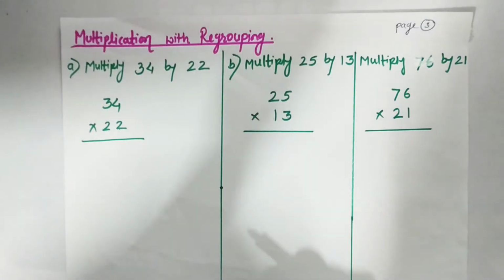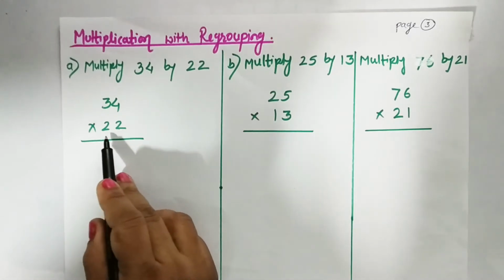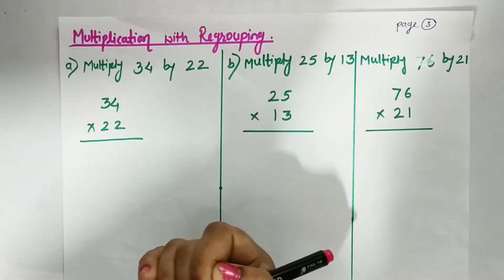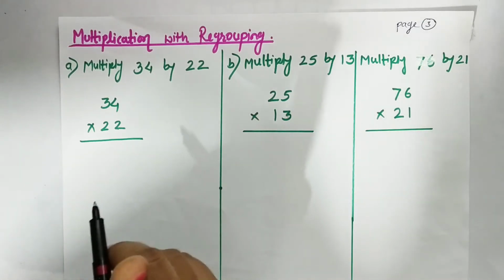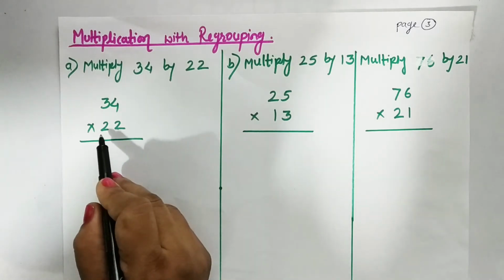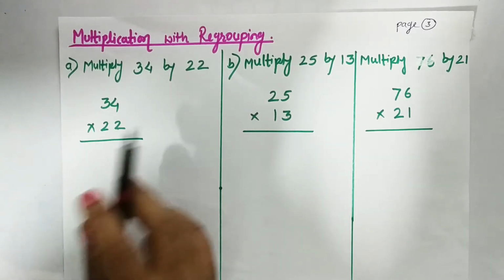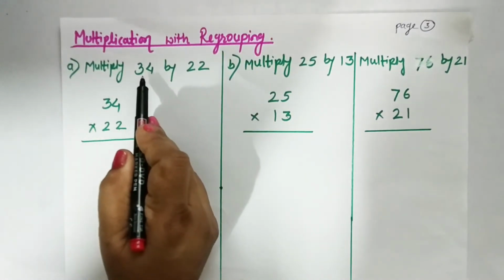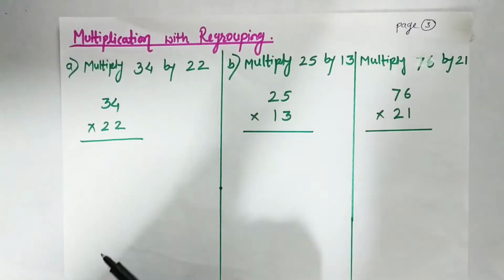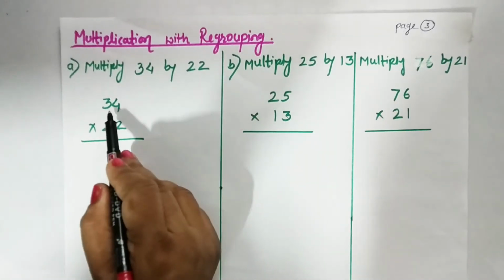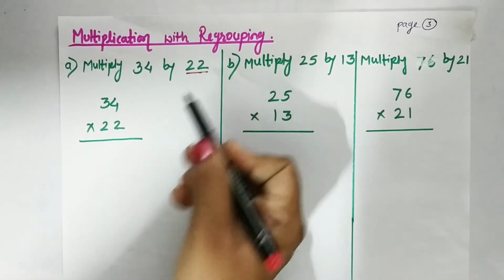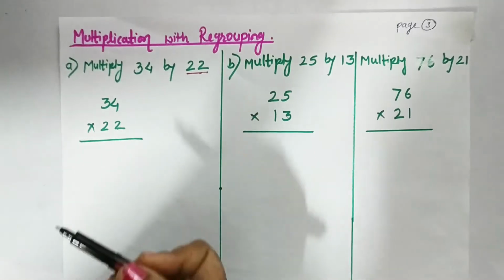Now here again we have multiplication with regrouping, but just observe this number. Here you have to multiply by a 2-digit number. In the earlier question we had seen a 1-digit number. Here you have to multiply with a 2-digit number, so be careful while doing this. So we'll start. Multiply 34 by 22. Again write the number 34 and below that write this 2-digit number.